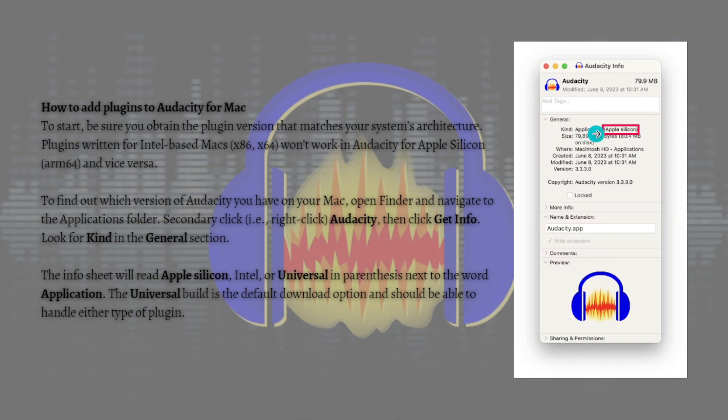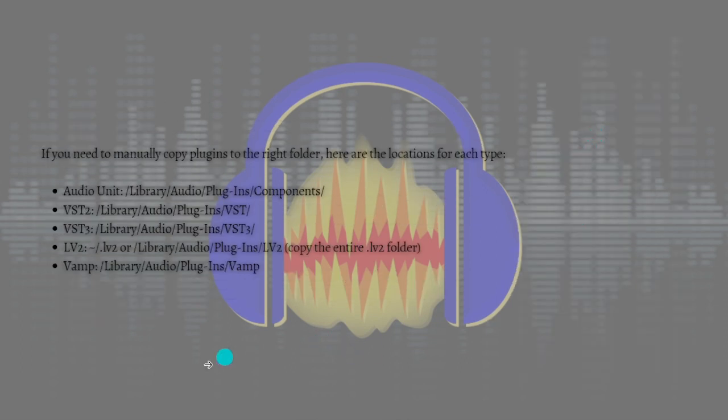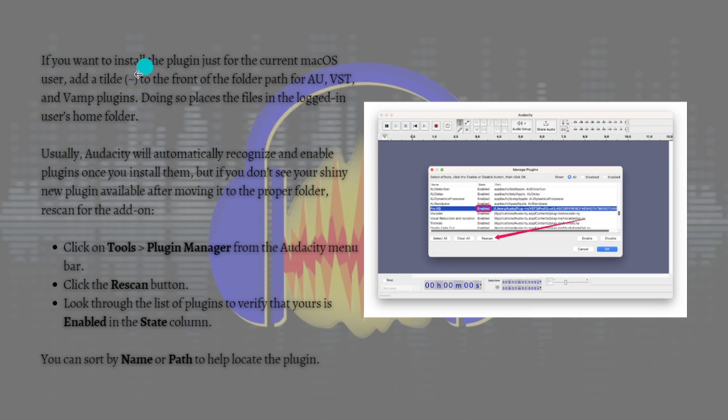the prompts. And if you need to manually copy plugins to the right folder, here are the locations for each type. So you can just go ahead and pause this video and copy this information right here. And if you want to install the plugin just for the current macOS user, just simply add this field right here to the front of the folder path for AU, VST, and VAMP plugins. So doing so places the files in the logged-in user's home folder.